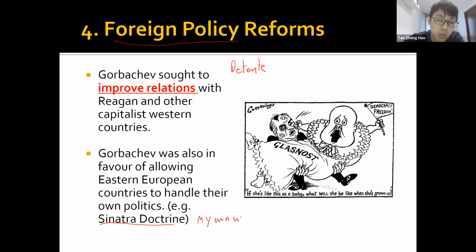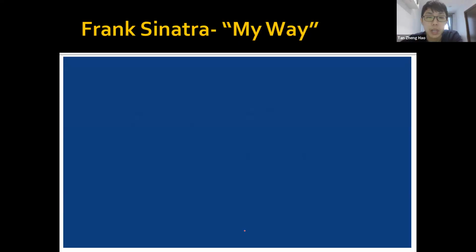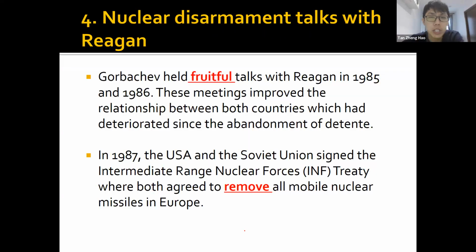gives people a chance to choose their own path forward. Okay, if you know the song My Way, it gives people the chance to decide whether they want to be communist, to be capitalist, to still be part of the communist bloc of countries, or to join the US side. Let them have the choice. Okay, and how did they try to improve relations? Part of it is through disarmament. So once again, they signed a nuclear treaty to try and remove some of the nuclear missiles in Europe.